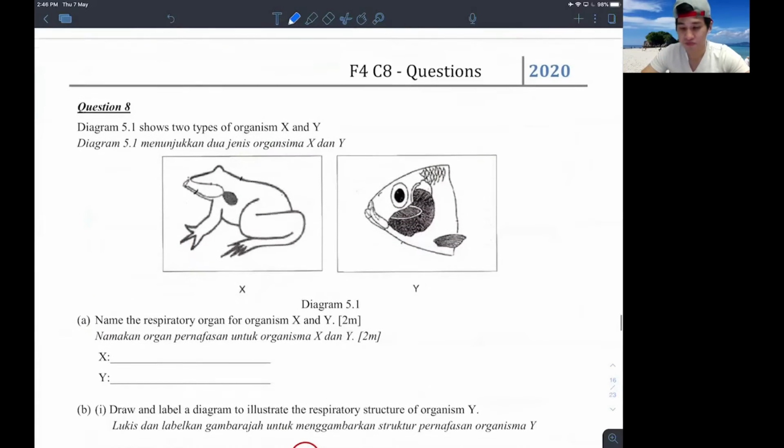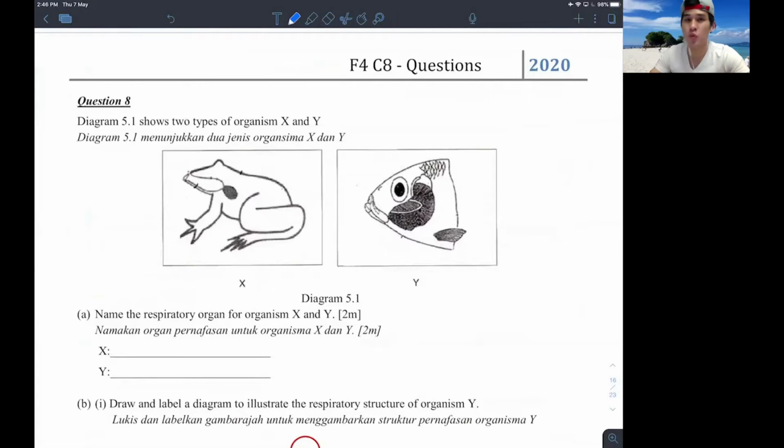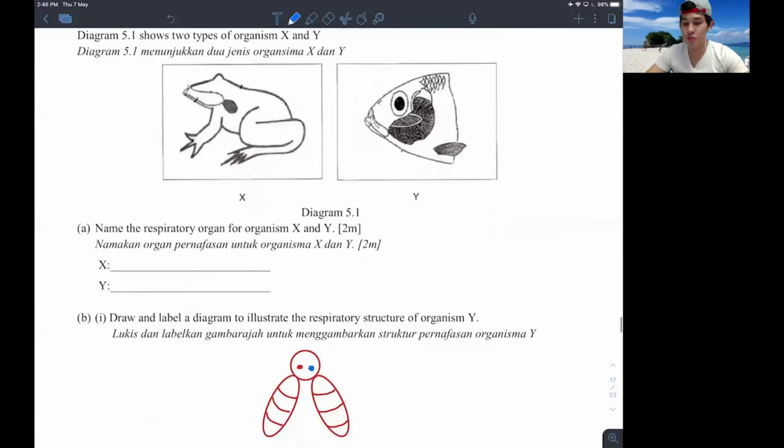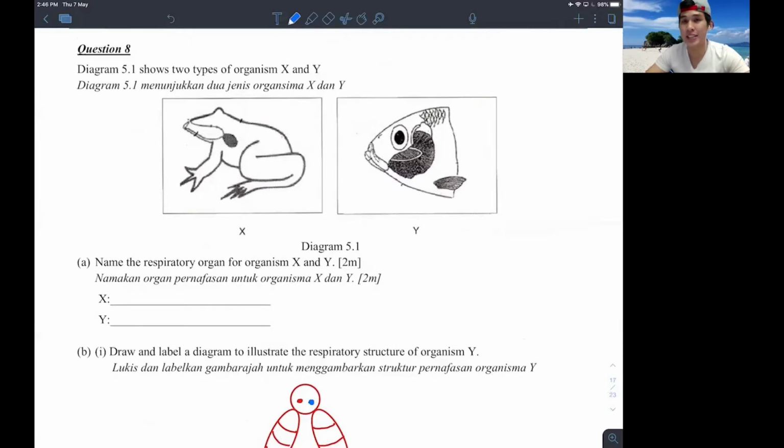Question 8. Okay, so now we are comparing another two animals, a frog and a fish. A pretty straightforward question. What is the respiratory organ for organism X and Y? So frogs, we have two respiratory organs, correct? So one is obviously the lungs, and you also can say lungs and what? Skin, yes. Okay. Fish, as we did on the last page, it is called gill filament.